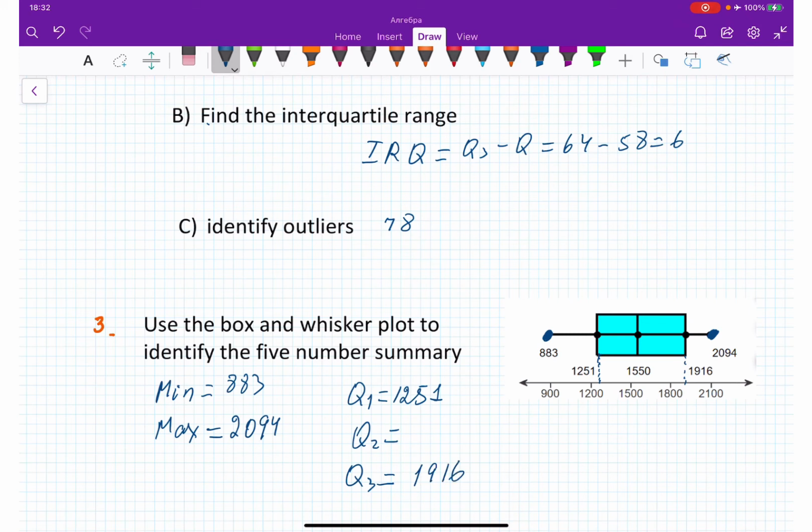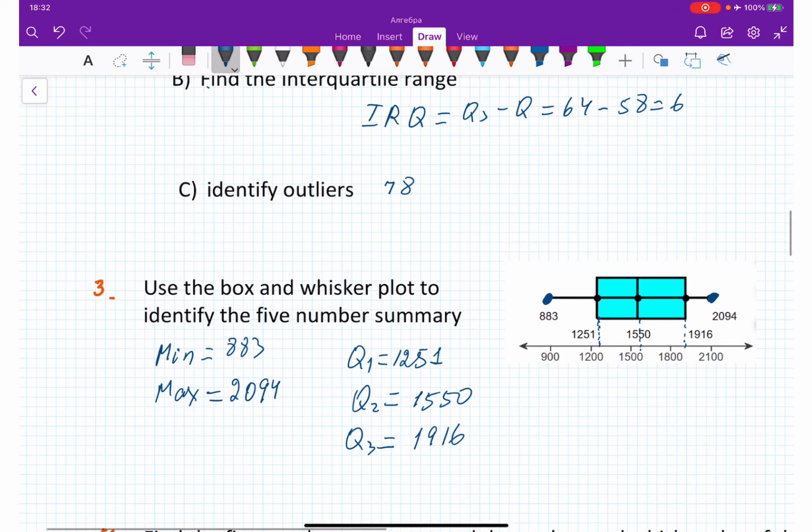And the median, which is Q2, is 1550, right? 1550. Okay? That's how we read it. Moving to the next question.